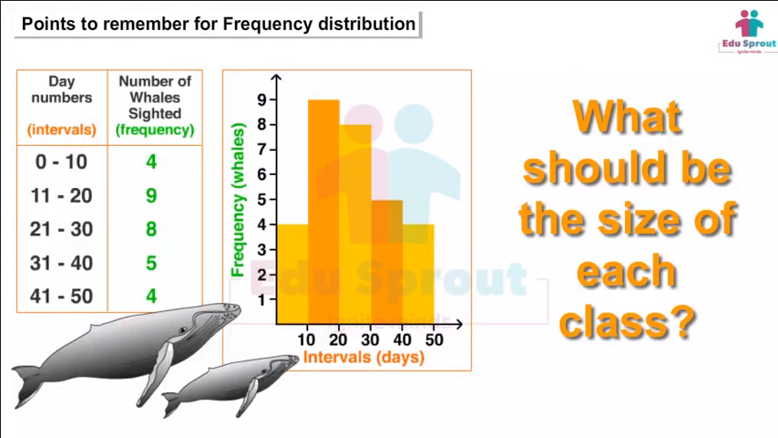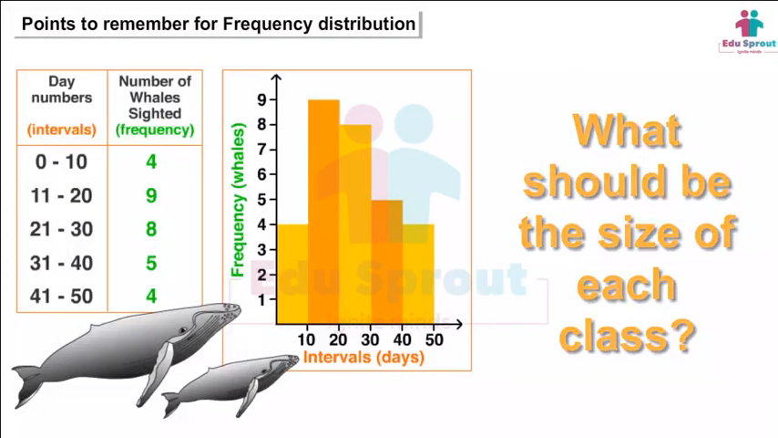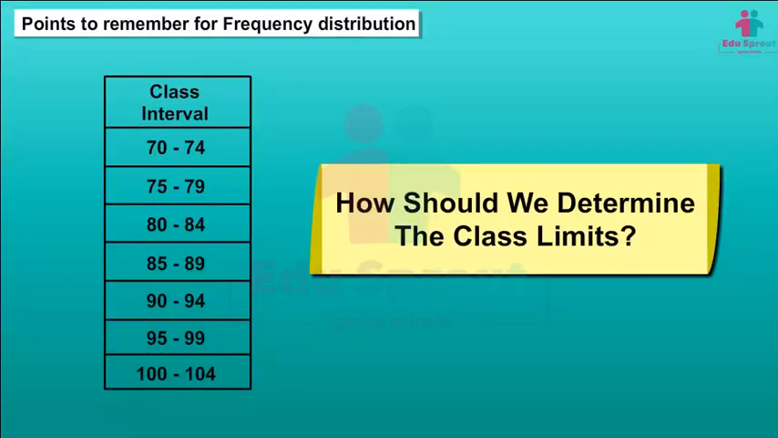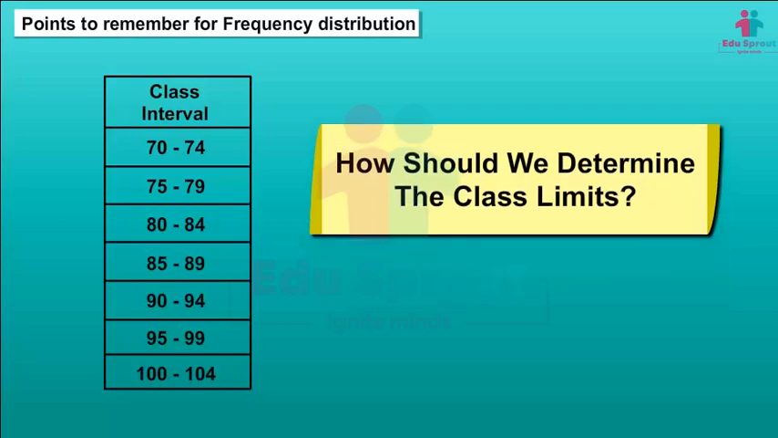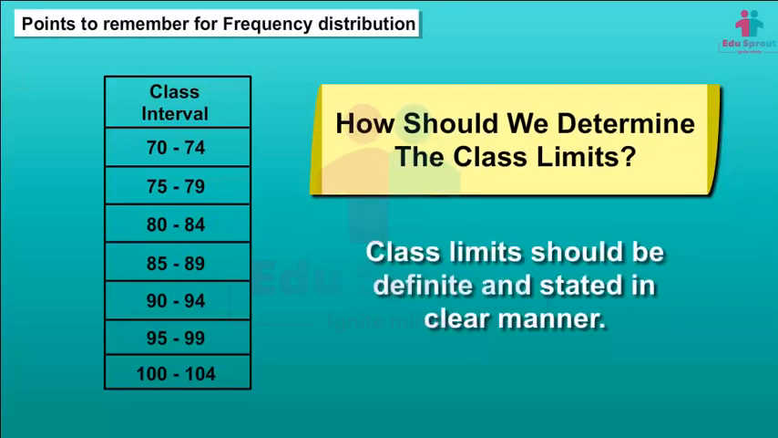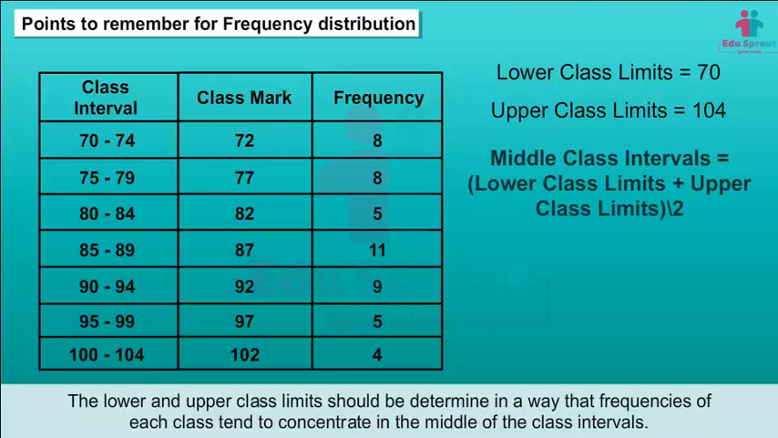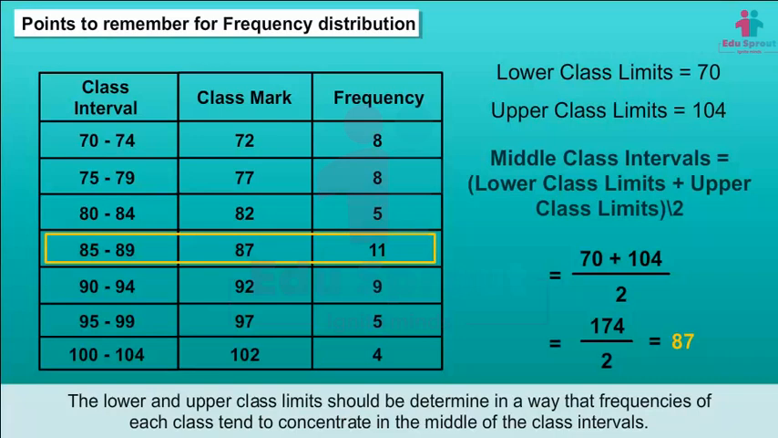What should be the size of each class? To determine the size of each class, we must know the class interval and range of class as these things are interlinked. How should we determine the class limits? Class limits should be definite and stated in clear manner. The lower and upper class limits should be determined in a way that frequencies of each class tend to concentrate in the middle of the class intervals.